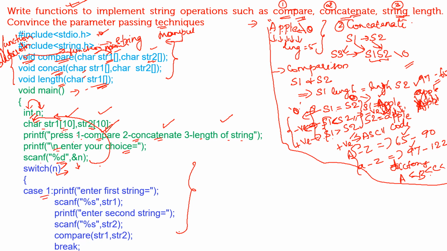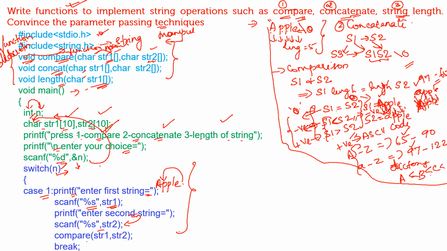Switch case 1. In case 1, you are going to do the comparison. Printf: for comparing you want two strings, right? So enter the first string. If I take it as apple, now this has to be stored somewhere. Where will it be stored? It will be stored in the first variable, with percentage s, which is the format specifier of the string, and string1. Similarly, printf: enter the second string. Scanf percentage s, it will be stored in the variable string2.